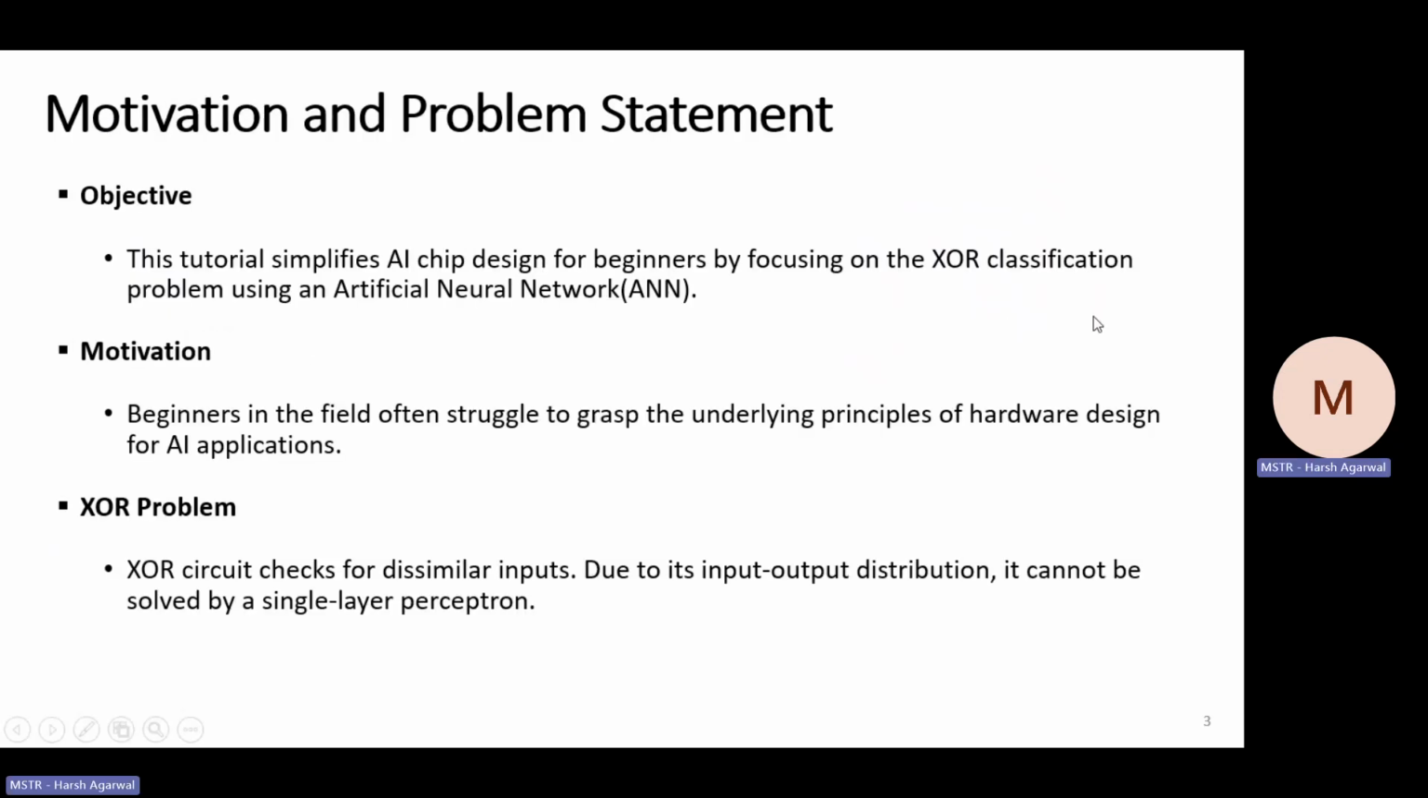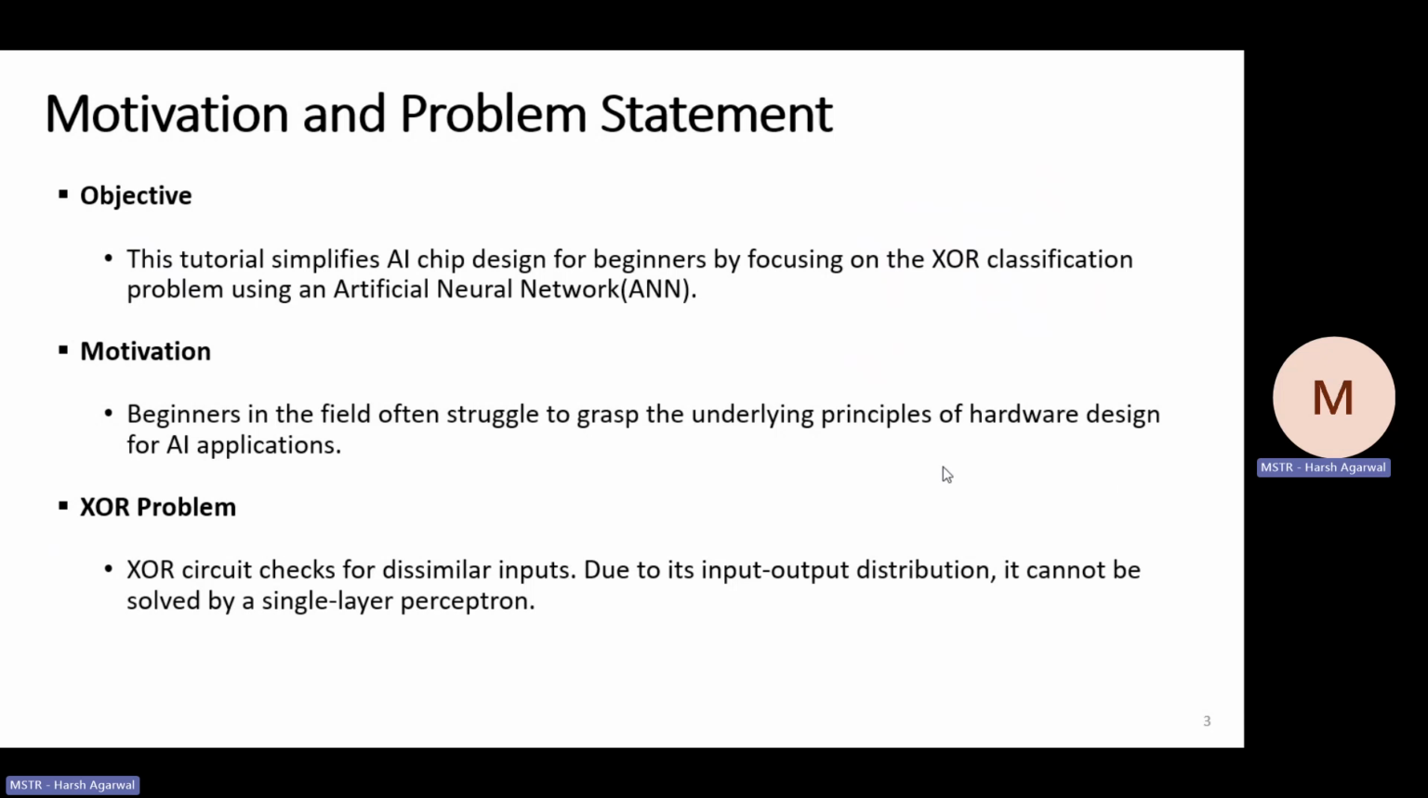So, moving on to the motivation for our study. This tutorial study is aiming to simplify the AI chip design process for beginners in the IC design field, and it's doing so by focusing on the XOR classification problem, which uses an artificial neural network. The reason behind this kind of study is that it's often observed that beginners in this field often struggle to grasp all the underlying principles which are important for hardware design, and especially for AI applications.